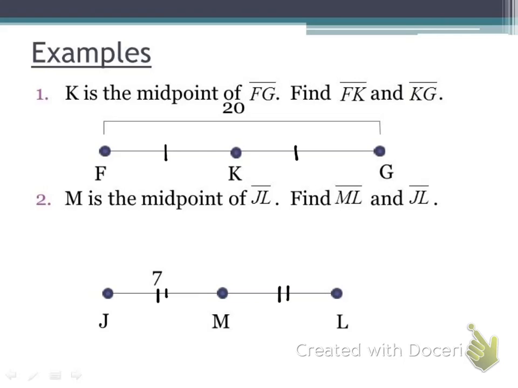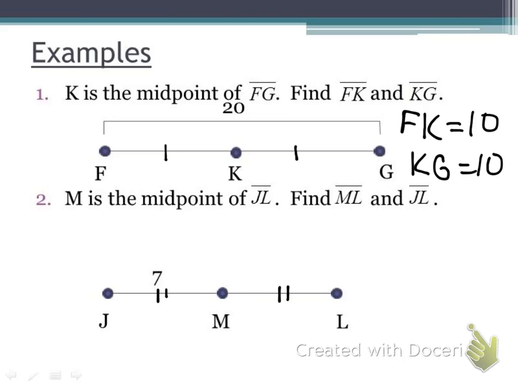And let's focus just on number 1. If the entire thing is 20 and the 2 parts that make up this 20 are congruent, how long must they each be? 10. How'd you get that? Yeah, 10 plus 10 gives you 20. Or you can take the 20 and divide it by 2.